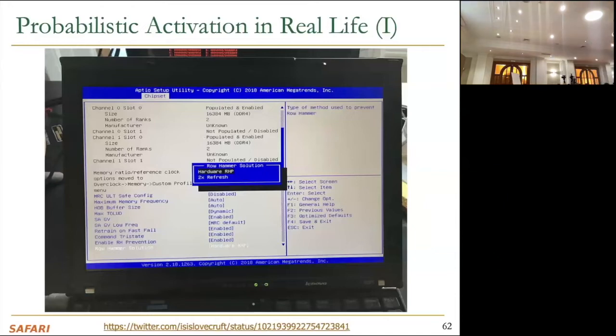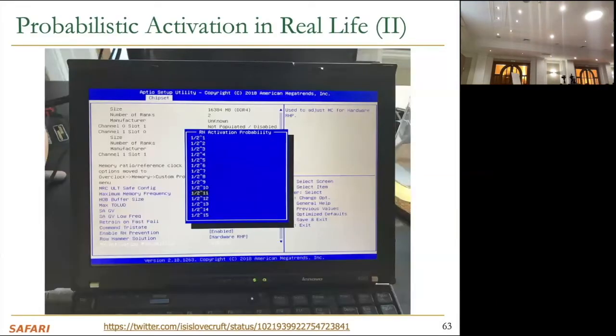This is from 2014, 15 or so. And this is from the BIOS. It's not exactly how we envisioned it. Basically, in the BIOS, you can pick your RowHammer solution, as you can see. It could be hardware RowHammer protection or 2x refresh. Well, if you pick hardware RowHammer protection, you get to another screen that basically asks you to pick your probability without giving you a whole lot of information. You've got to call Intel and ask what this is about. But it's essentially very similar to what I just described.